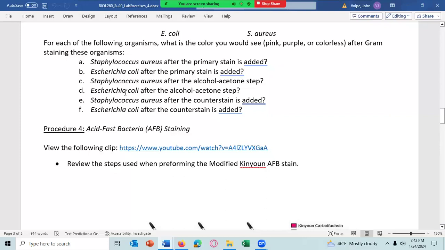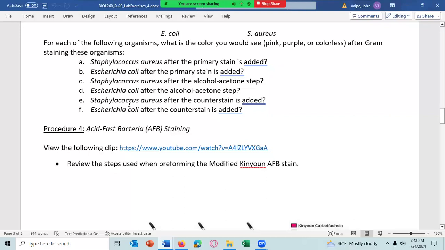And C, what's the color of Staphylococcus aureus after the alcohol acetone step? And 5, E. coli. What's the color of E. coli after the alcohol acetone step? I don't know if I read that right or not, but the earlier one.